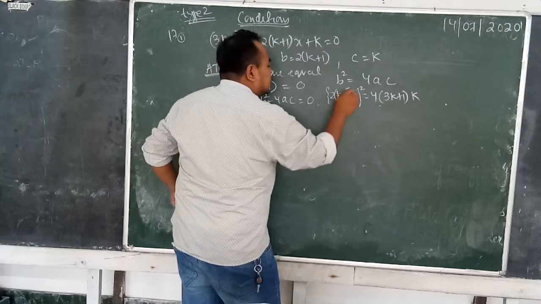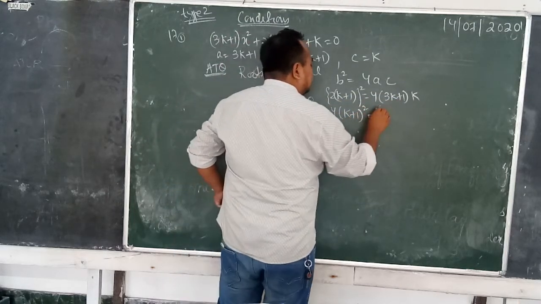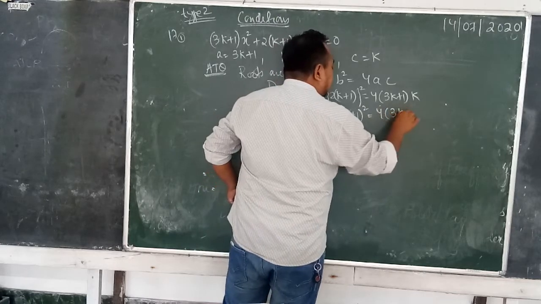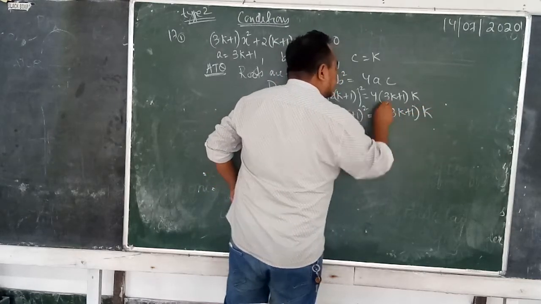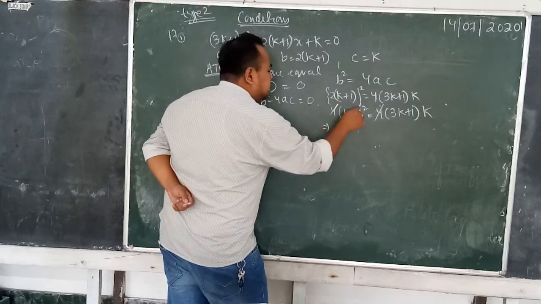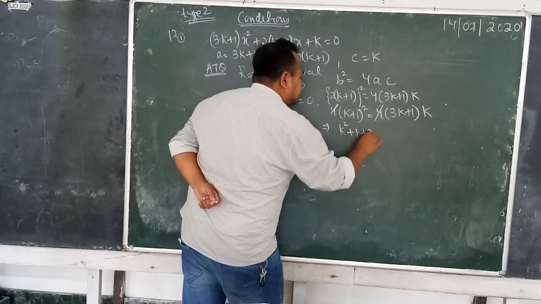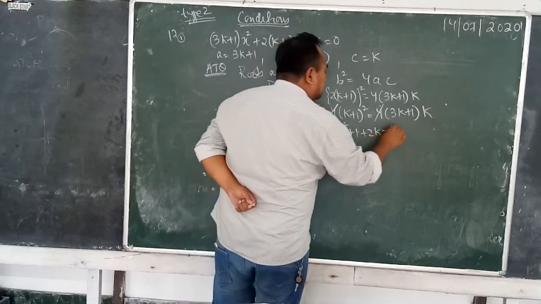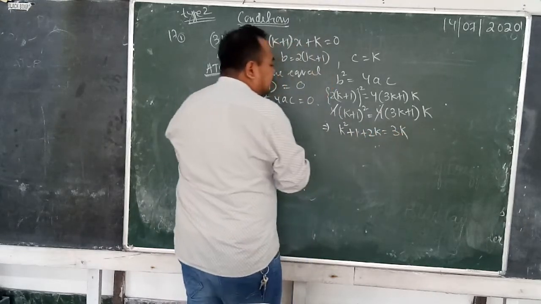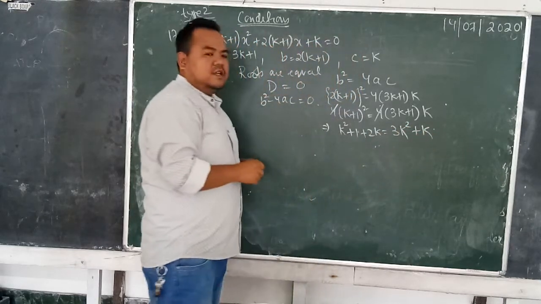So what do I get? 2 square is 4 times (k plus 1) whole square equal to 4 times 3k plus 1 into k. So k and k, 4 and 4 get cancelled. What is (a plus b) whole square? It is a square plus b square plus 2ab, equal to 3k square plus k.